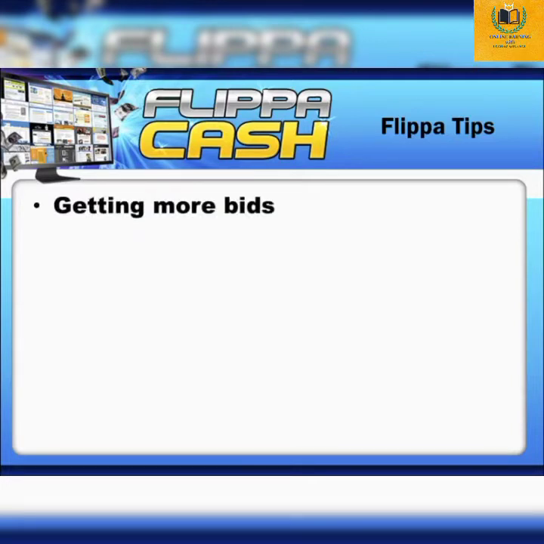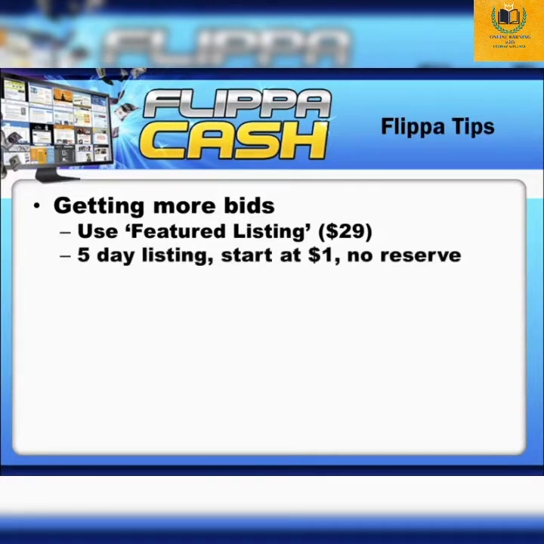Hands down, to get more bids, first thing you can do, use the featured listing. Okay, it's only $29, and it will get you a lot more exposure. It's very, very effective, and it's worth the $29, provided you think your site's going to sell for over $100 or so. I suggest you do a 5-day listing. Start at $1 and no reserve. That makes things very, very appealing to people. They figure, okay, I've got an opportunity to get in here pretty inexpensively, and that gets you initial bids, and then those initial bids in turn get you more interested bids.